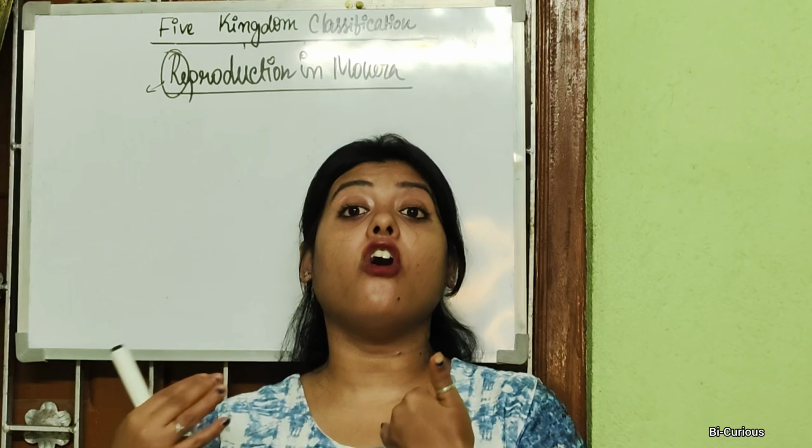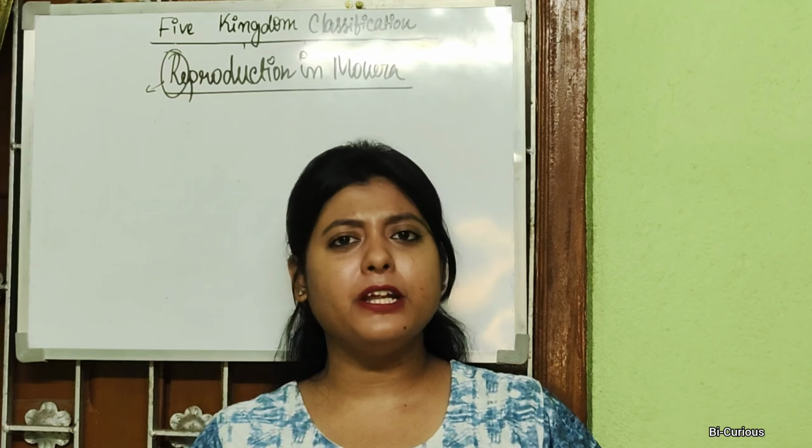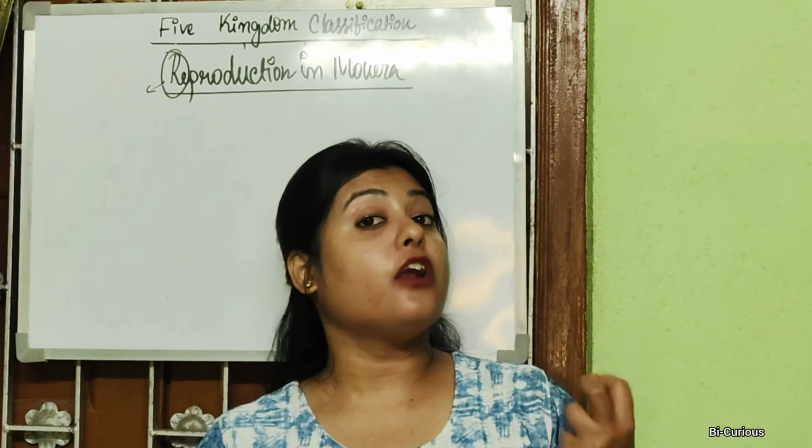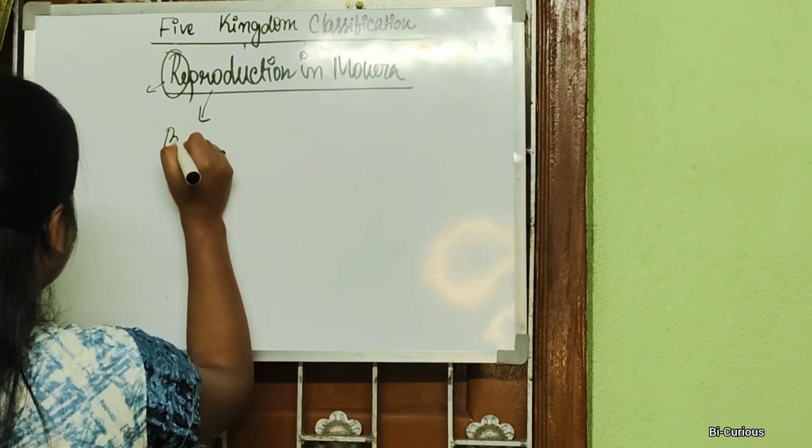Okay. So here the Monera is already a simplified organism. They are mostly unicellular prokaryotes. That means they don't have compartmentalization or different organs for different functions. So they possess very simplified methods of reproduction, and what are they? First one is binary fission.